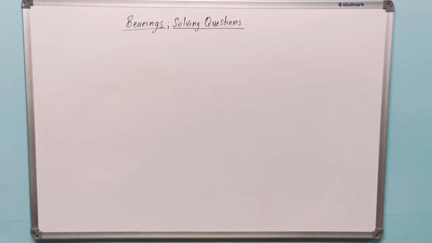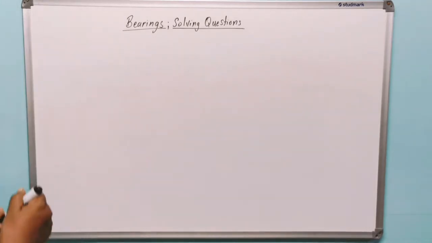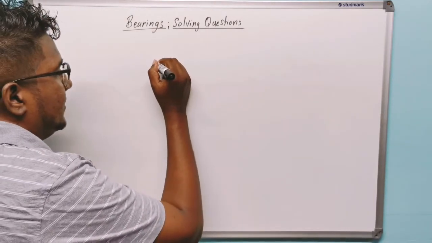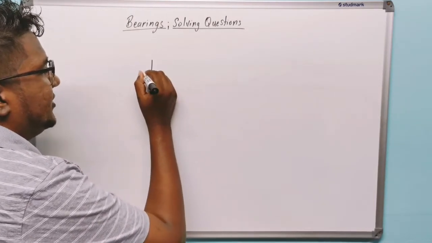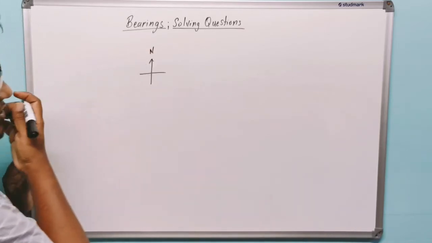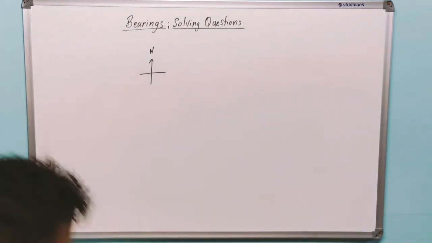So the first question is calculate the distance traveled south and the distance traveled east by a ship sailing on a bearing of 150 degrees for 90 kilometers. So first thing you have to do is sketch a diagram. So we draw up our usual grid. This is north. So this ship is sailing at 150 degrees for 90 kilometers.